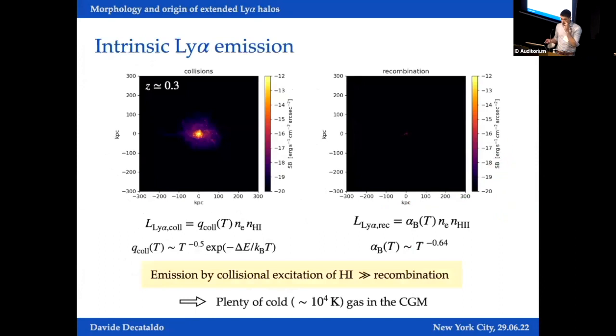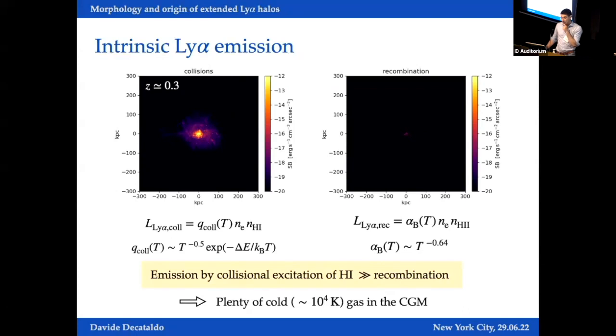So putting all this together, now we can finally apply everything to our simulation, which in this case is ARIS-2K. Starting from the intrinsic emission, as I mentioned at the very beginning, we have a collision term responsible for the excitation of hydrogen and the recombination term. So we can see immediately that basically recombination doesn't count almost anything.